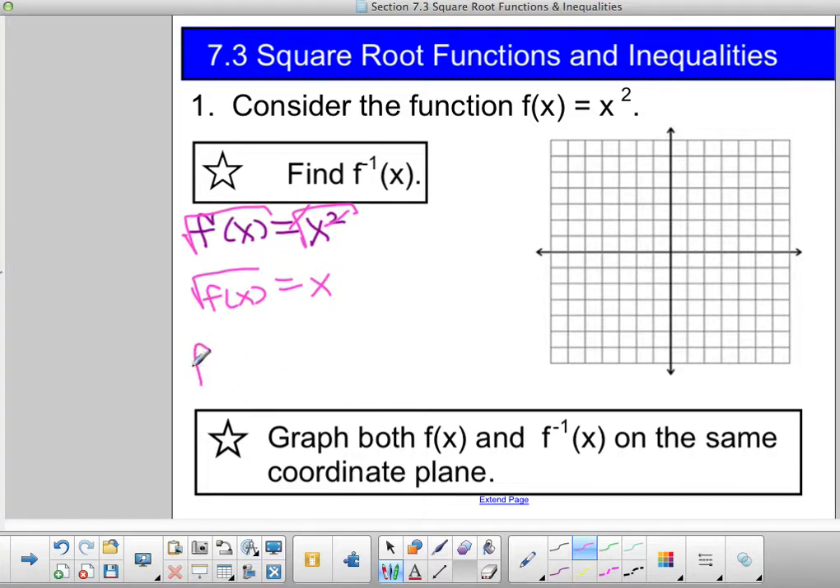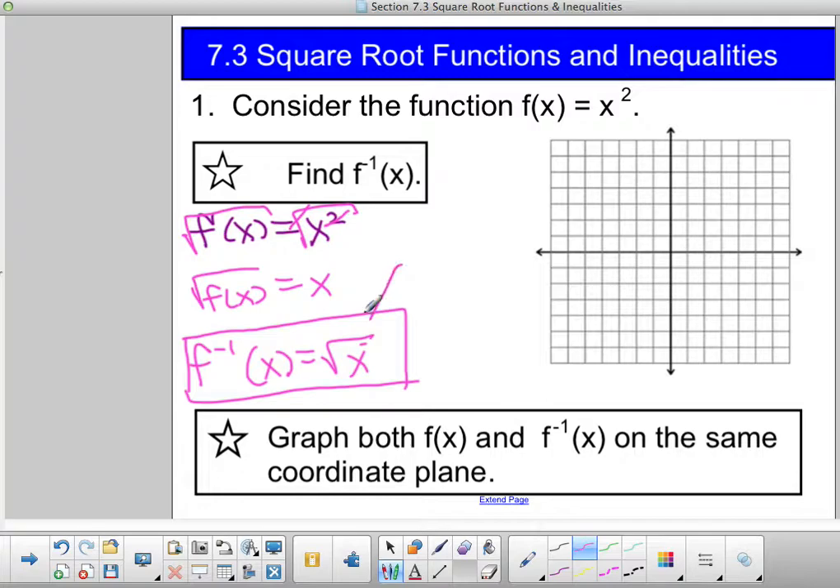So I would write f inverse. f inverse of x is equal to, I'm going to put in an x for the spot, the square root of x. So here is my inverse. Take note, the square root of x is the inverse of x squared. We're going to graph both of these, but notice this is my square root function, and that's what we're graphing today.